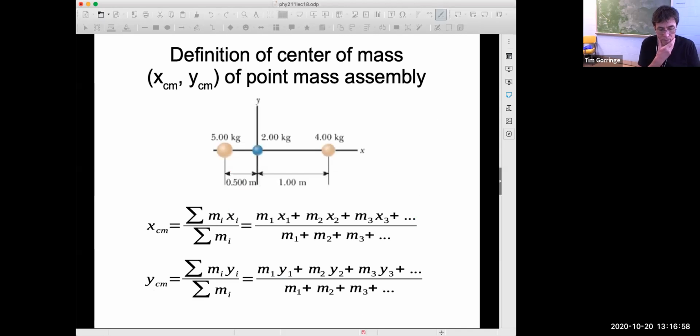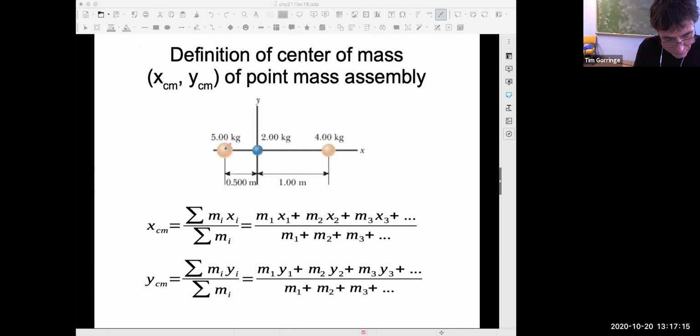Okay, so in some cases, we can actually calculate numerically the center of mass. And here's a good example. I've imagined some arrangement of point masses, and in this example, there's just 3 of them. There's this ivory one on the left, this blue one in the middle, this ivory one on the right. They're arranged on this XY plane, each at certain coordinates.